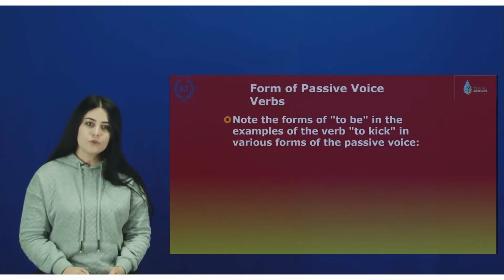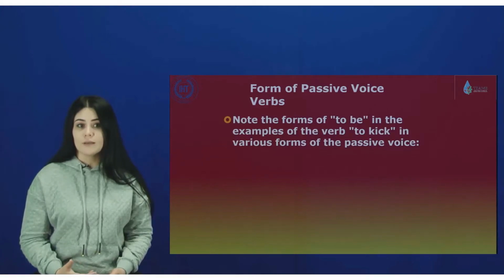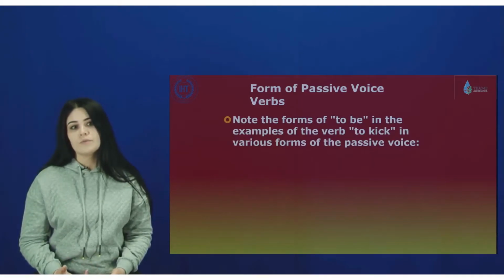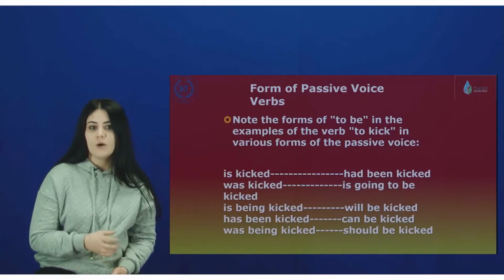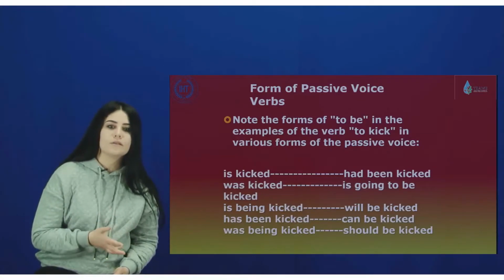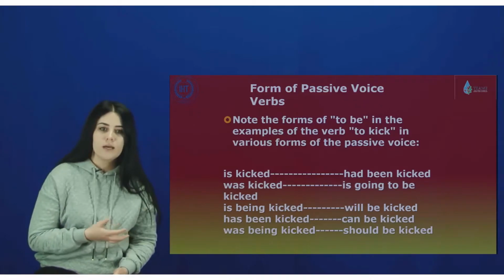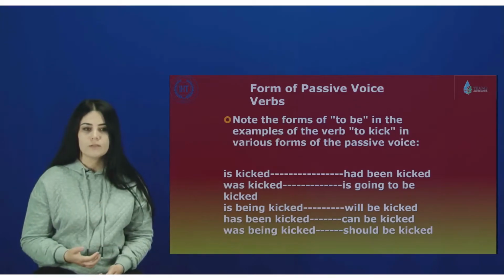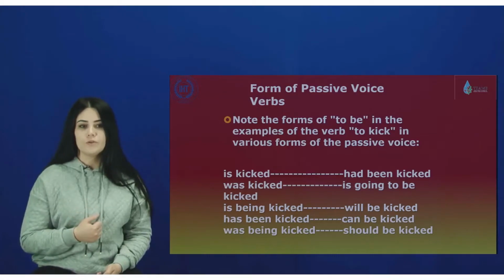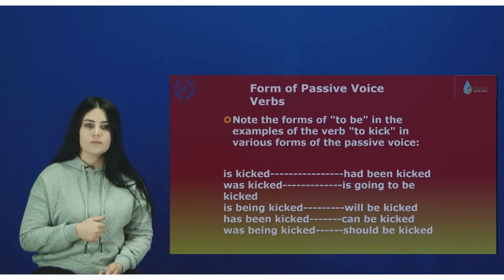Note the forms of to be in the examples of the verb to kick in various forms of the passive voice. Is kicked, had been kicked. Was kicked, is going to be kicked. Is being kicked, will be kicked. Has been kicked, can be kicked. Was being kicked, should be kicked. So all the forms of to be you can see in this example.